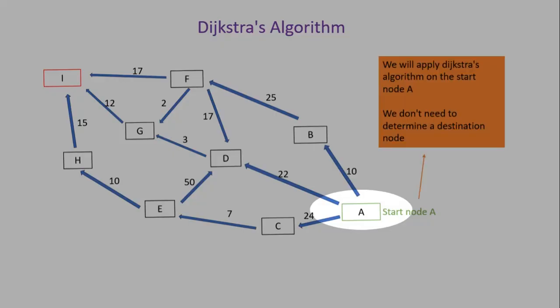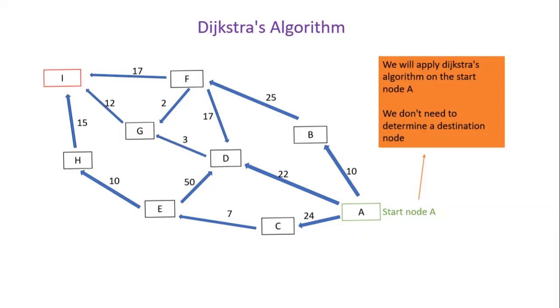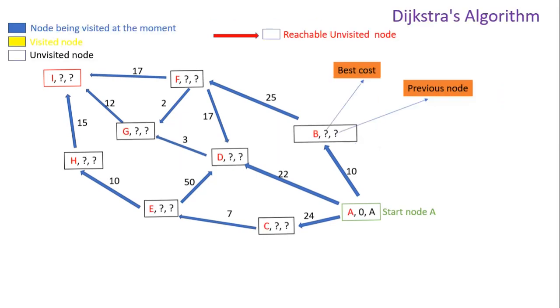This graph has the start node A. We will apply Dijkstra's algorithm on the start node A. We don't need at the moment to determine a destination node. Now let us set up the algorithm.